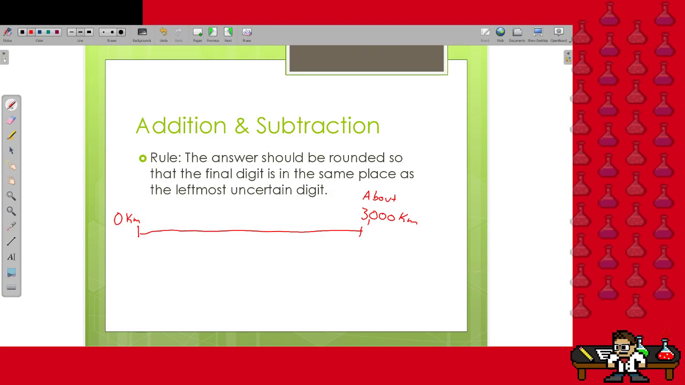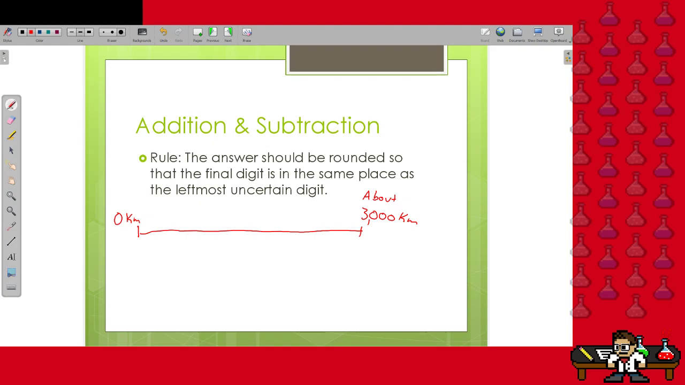Welcome back everybody to the last video in this series of 3 videos looking at significant figures and basic operations with them, looking at addition and subtraction this time around. Once again, looking at the general rule for addition and subtraction here, the answer to any addition or subtraction problem should be rounded so that the final digit is in the same place as the leftmost uncertain digit.